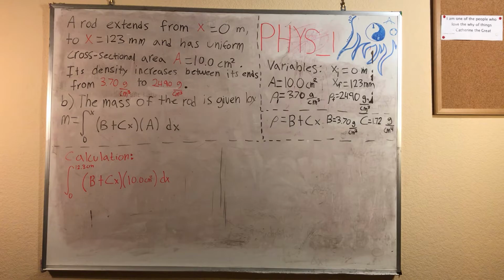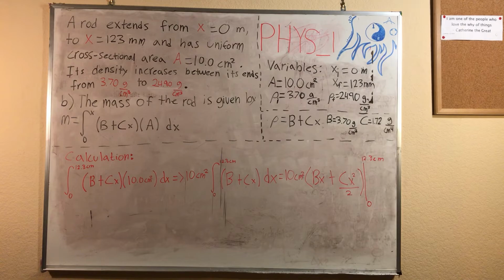With a constant area of 10 centimeters squared, let's pull that out front of the integral. So we get 10 centimeters squared times the integral of B plus C times x times the derivative of x. Carrying out the integral now, the derivative of x is gone, B goes to B times x, and C times x goes to C times x squared divided by 2. The equation is 10 centimeters squared times all of B times x plus C times x squared divided by 2, from 0 to 12.3 centimeters.